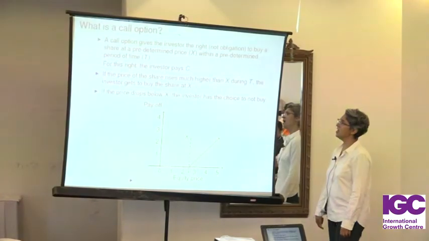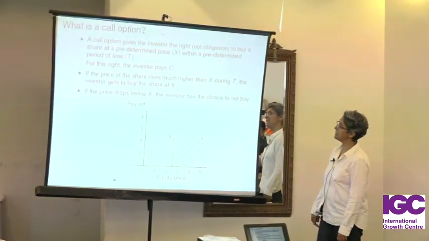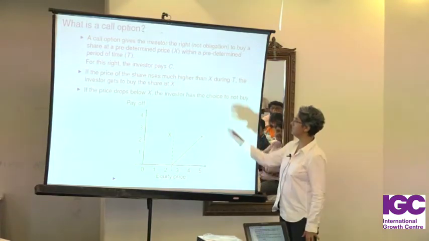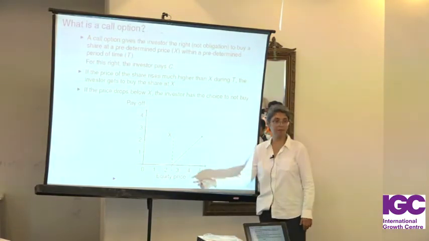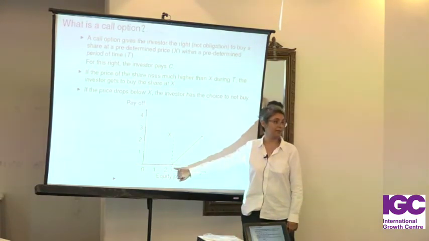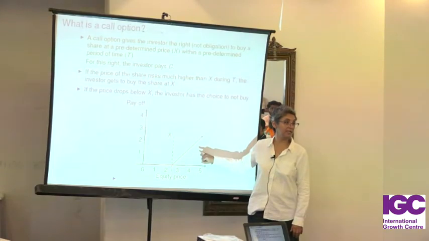If the price of the share rises much higher than X during T, then the investor gets to buy the share at X, and if the price drops, the investor has the choice to walk away, and this is what the payoff diagram looks like, right? You will only exercise if the price of the equity goes above the X.